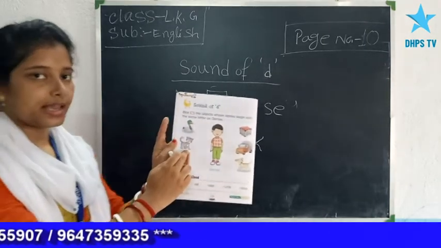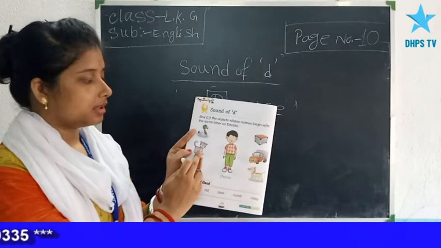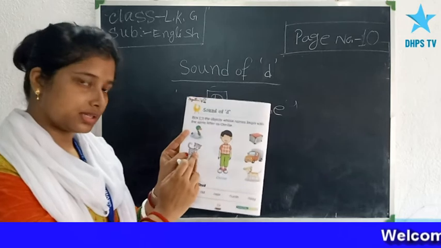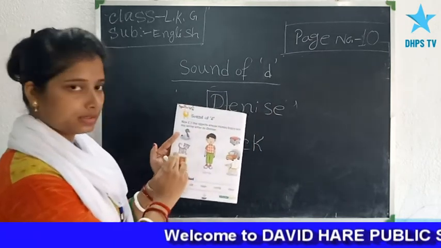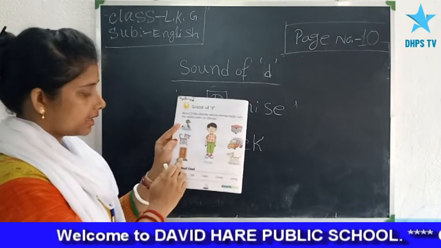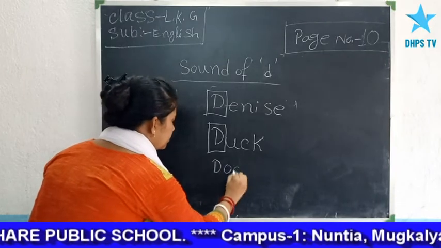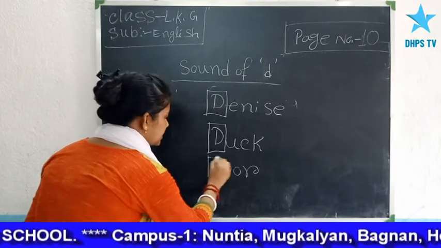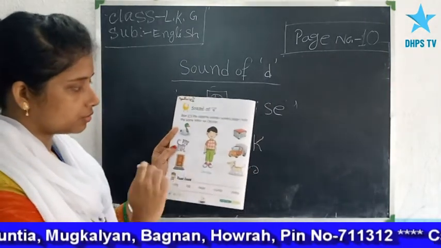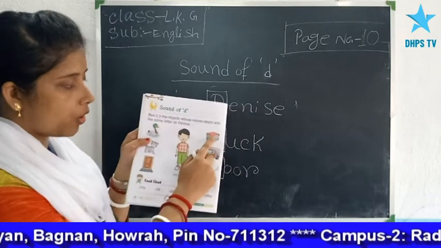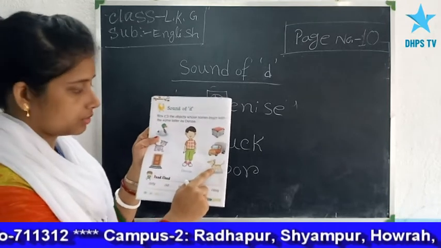Then cat, C-A-T, cat. Cat spelling starts with C, so do not draw a box around the picture of the cat. And then the picture is a door. D-O-O-R, door. The first letter is D, so draw a box around the door. Next, what is this? This is a box. This is a truck and this is a dog.